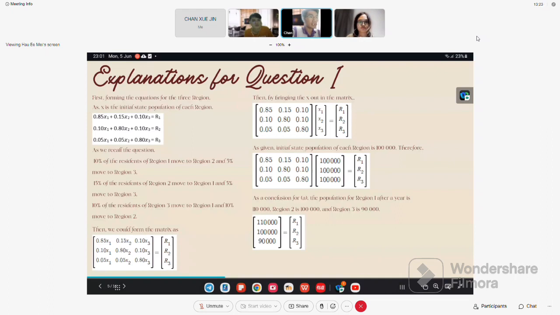As given, the initial population of each region is 100,000. Therefore, we can calculate the matrix. Then we get 110,000 in region 1, 100,000 in region 2 and 90,000 in region 3. So next slide.